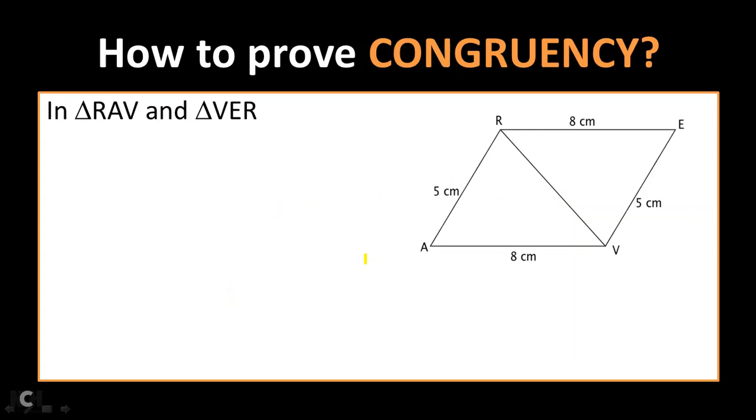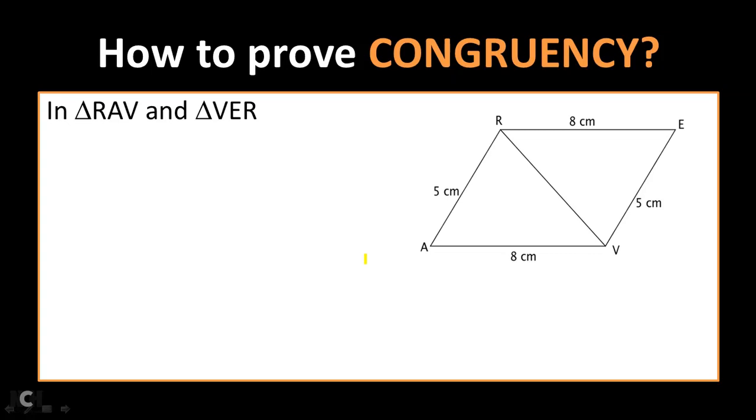So now you start by writing, before you prove congruency, that in triangle RAV and triangle VER. So why are you writing this statement? You are writing this statement to note that you are working in these two triangles, because sometimes you might have more than two triangles in the same diagram. So you really need to note down which triangles you are working with. In this case we are clear because, fortunately, we only have two triangles.